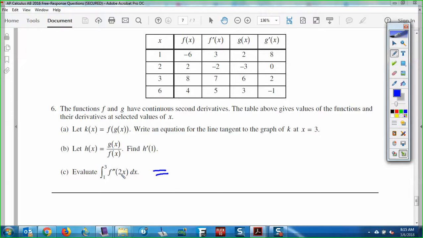It says f double prime right here. There's a 2 in there. We'll have to deal with that. But this is just going to be an f of b minus f of a. It's just the antiderivative, right? So what am I going to write down right here? What do you think? Now, the 2 is a little bit of an issue, I suppose.